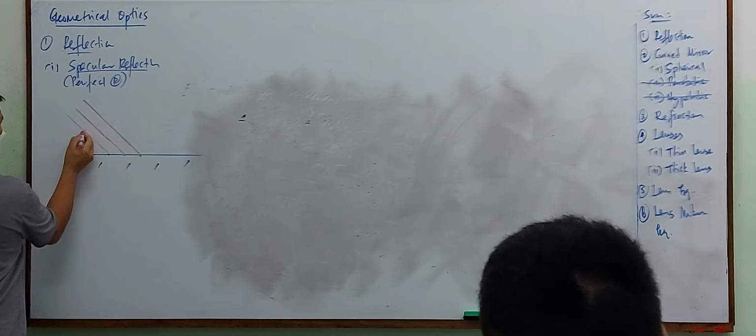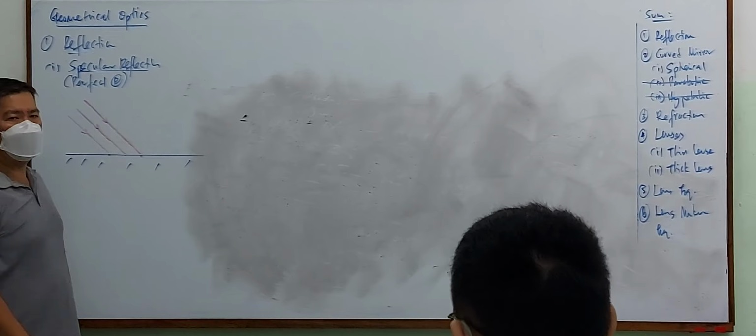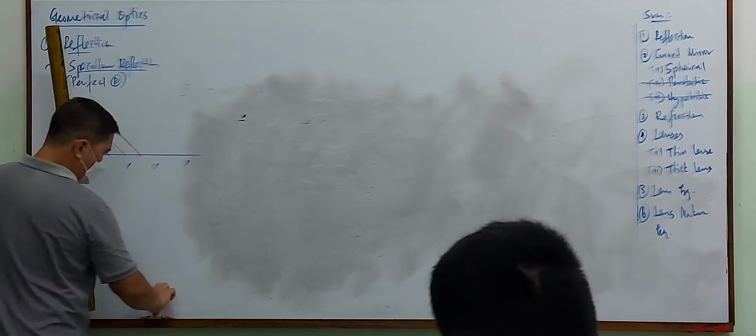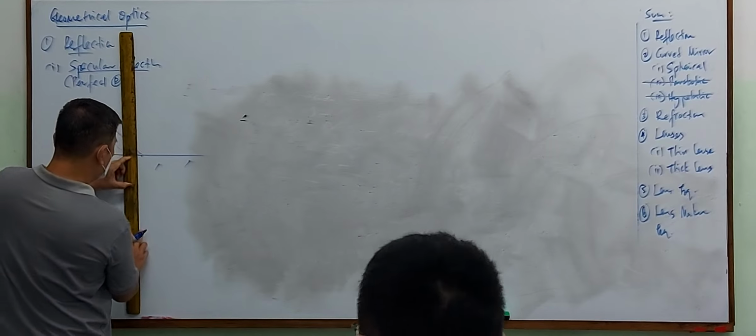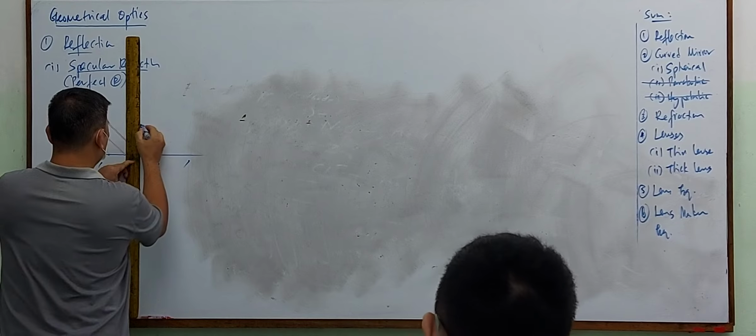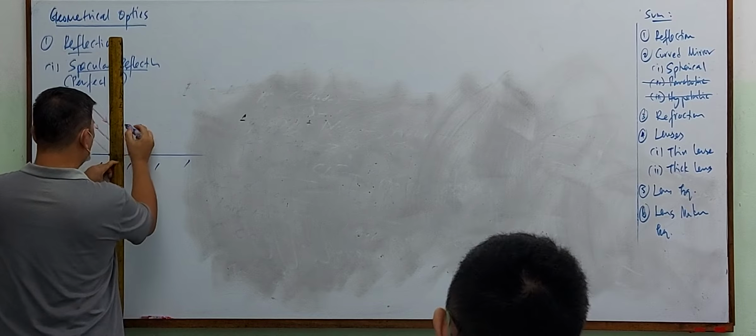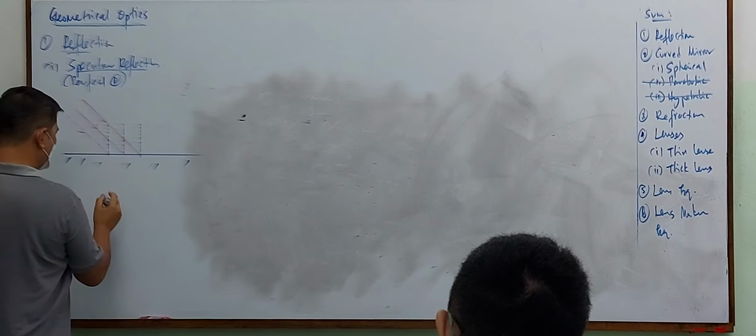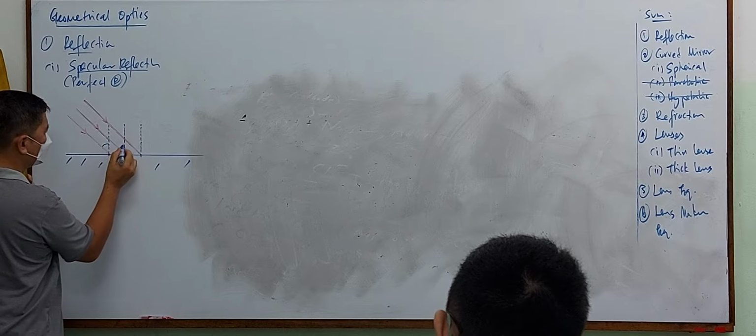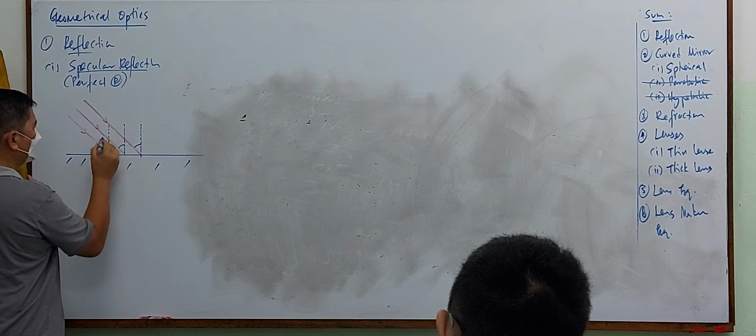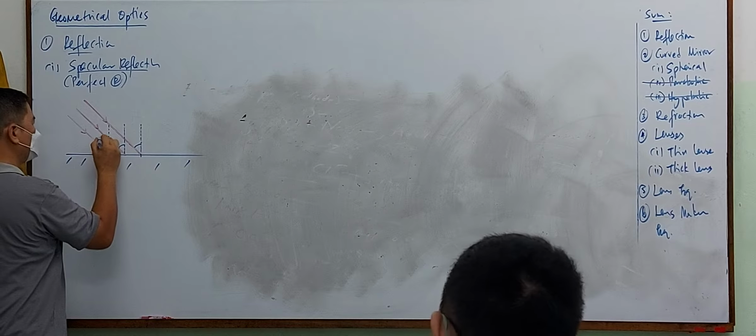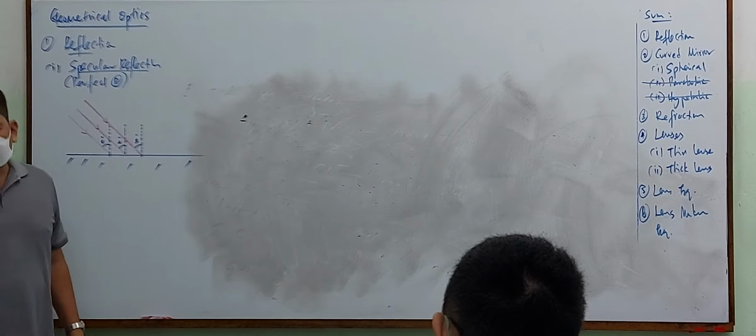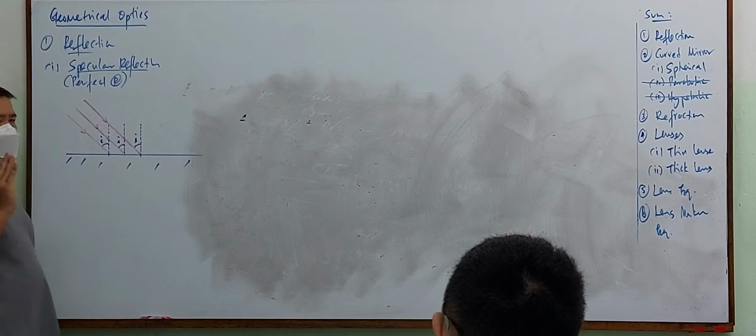You can see that? Parallel light rays. All their angles are the same. The angle we measure from the normal line. At every point of reflection, there is this normal line, so the angle is this angle. All the angles are the same. We call this the incident angle, I.